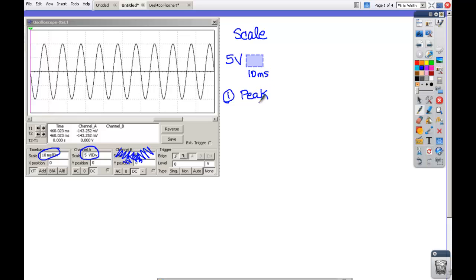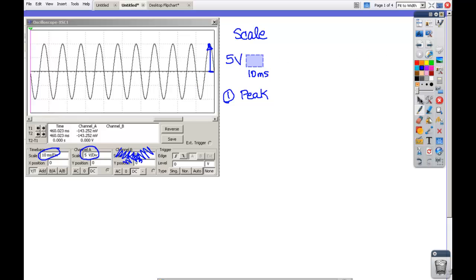So my first task is to find the peak amplitude. So I want to know what's the highest that this value gets above 0. So this is my 0 line. I want to know, this is my highest point. How tall is the peak?